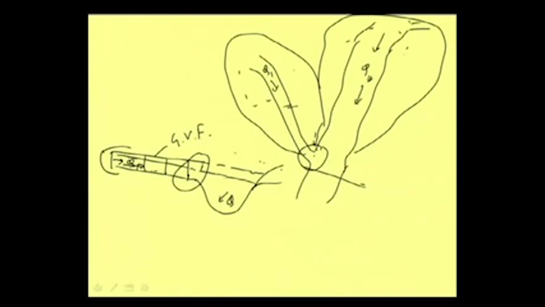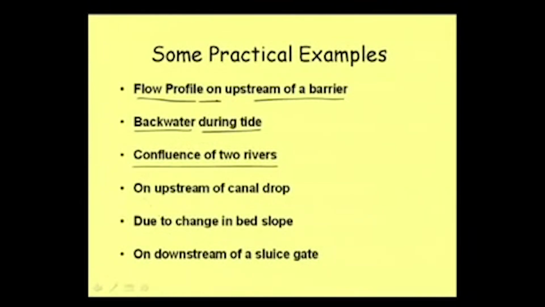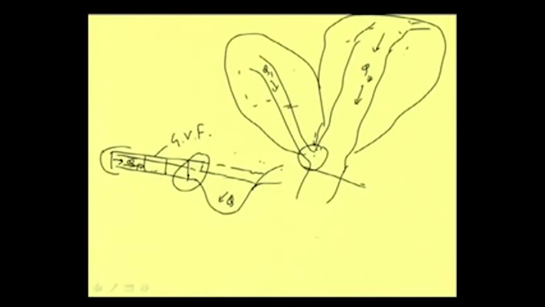So, these things are important in various analyses. We use the concept of gradually varied flow in this sort of channel confluence. Then there can be another situation on the upstream of a canal drop. Many a time we have some canal like this, and suppose there is a very steep slope.